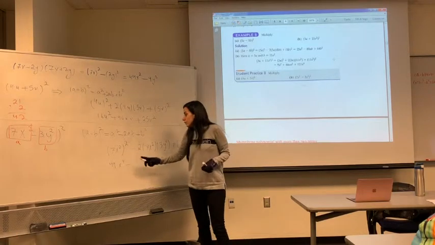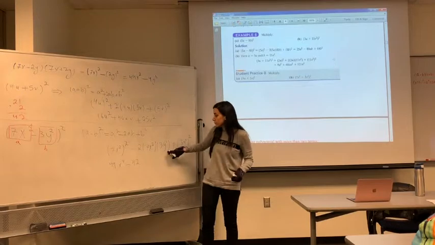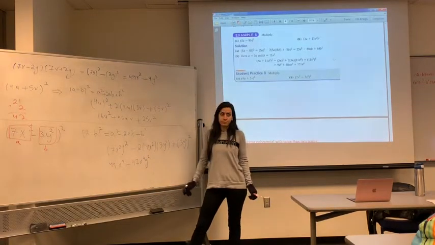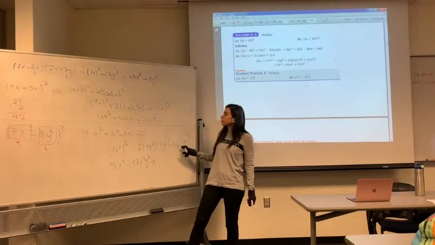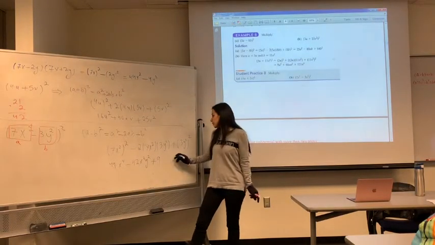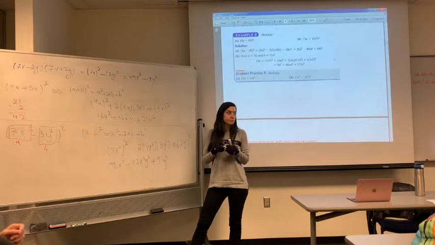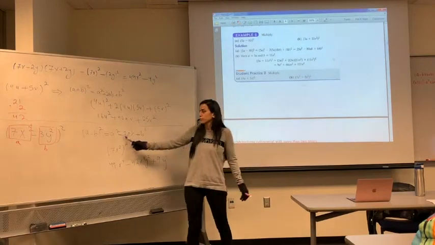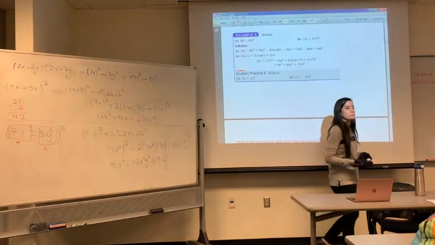Okay, but we have 42 x square multiplied by y square, which is x square y square, right? And then we have plus 3 multiplied by 3, which is 9, or 3 square, y power 4, right? So this was just a review because you had this before. I showed you this.